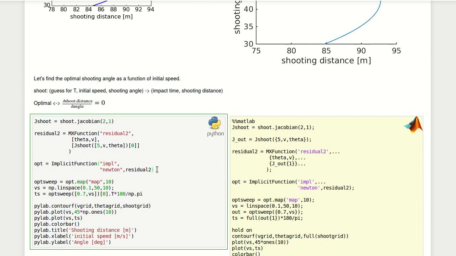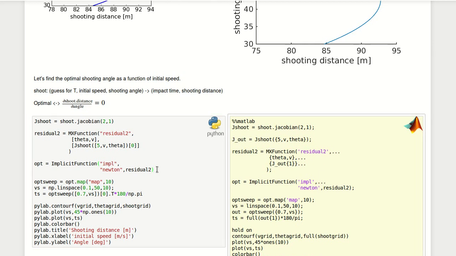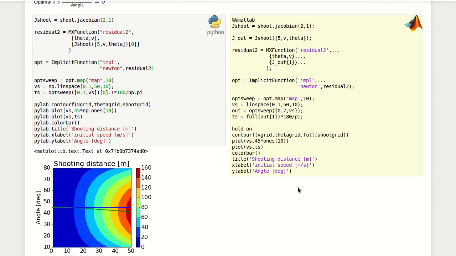Then of course we pass the residual to an implicit function with a Newton solver, and we sweep again through some velocities to be able to make a nice plot. So this is for the Python, and for MATLAB coming right up.